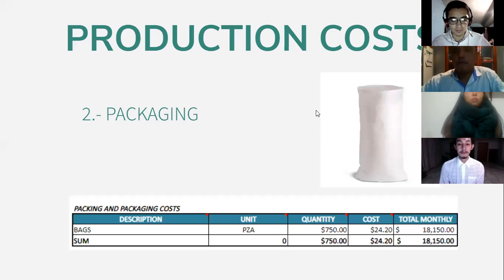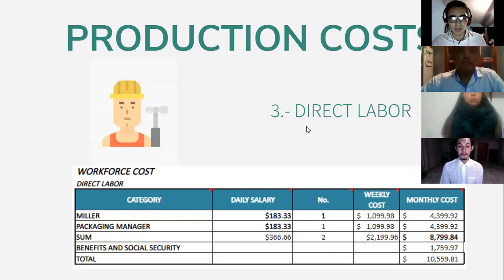And then we have here the packaging. It is another important point because the packaging is going to protect the product. As you can see, in this case, the company is going to use raffia bags. The company is going to use 750 bags with that cost that you can see, with a total of 18,150 pesos.